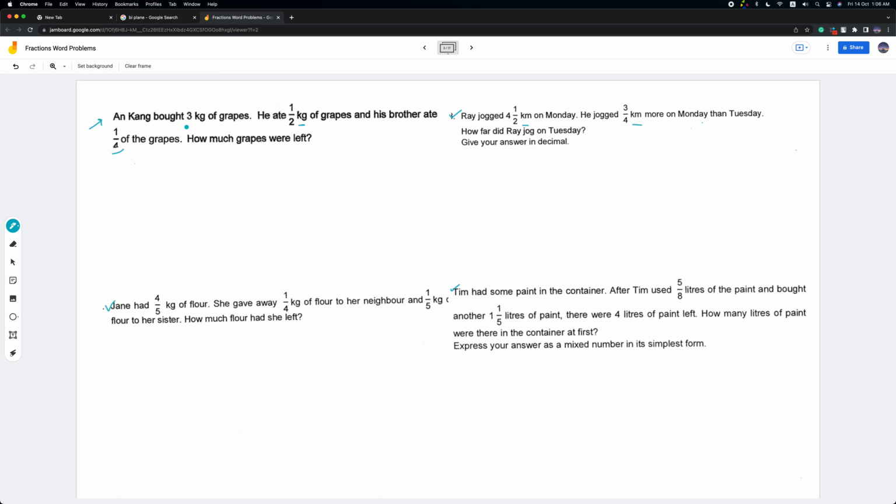An Kang bought 3 kg of grapes. He ate 1.5 kg of grapes, and his brother ate 1/4 of the grapes. How much grapes were left? We know we have the total here, which is 3 kg, and we have a fraction with a unit. Like we've mentioned before, if there's units, no issue, we can straight away subtract. So we'll take 3 kg minus 1.5.